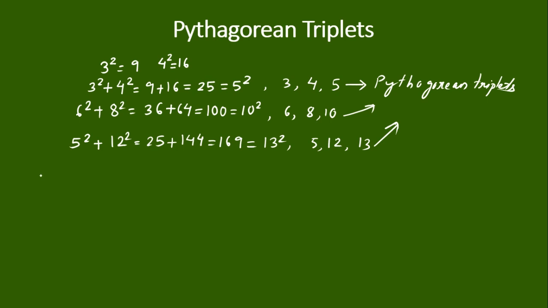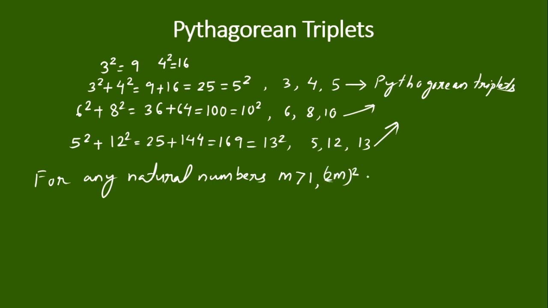So we can say for any natural numbers, which I have already told you, natural numbers are those numbers which start from 1 and go up to infinity. So for any natural number m which is greater than 1, (2m) square plus (m square minus 1) whole square is equal to (m square plus 1) whole square.